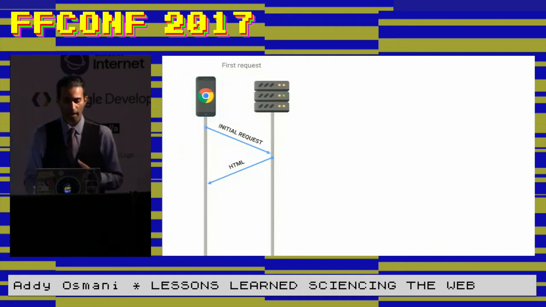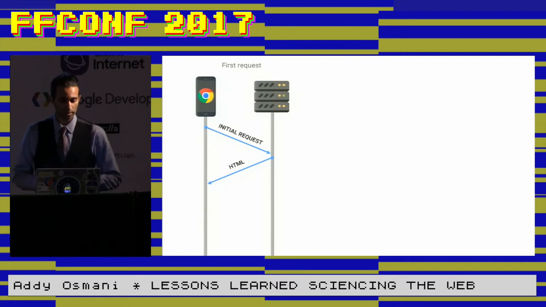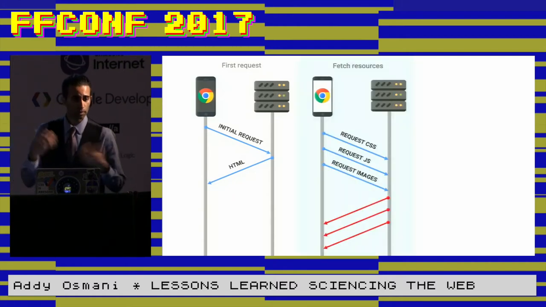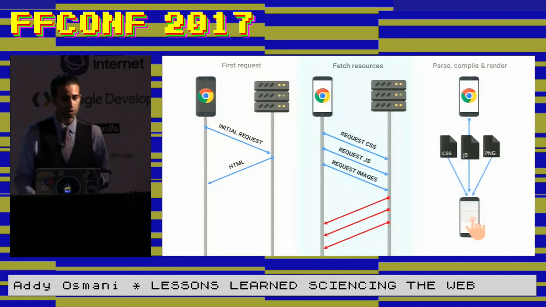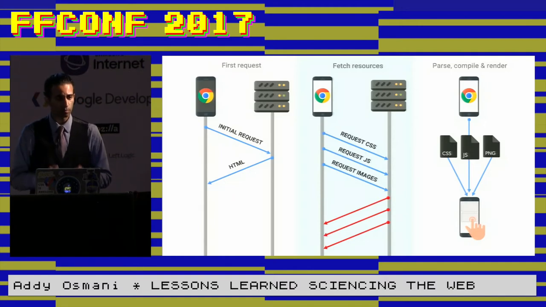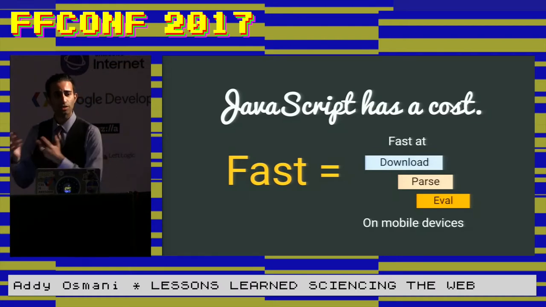Let's take a very quick look at the network stack. A user on mobile tries to request a website. It's going to go to the server. We're going to get back some HTML. We're going to then parse it. We're going to request some CSS, some JavaScript, and some images. And then all of that code needs to be parsed, compiled, and rendered. Now, this last step is very important. This is a very costly step. When it comes to JavaScript, it has a cost.